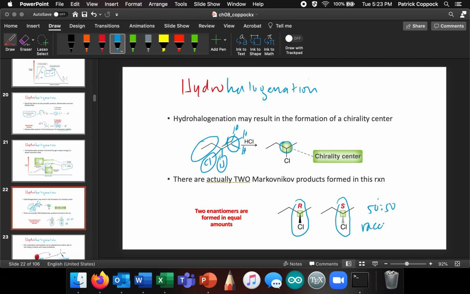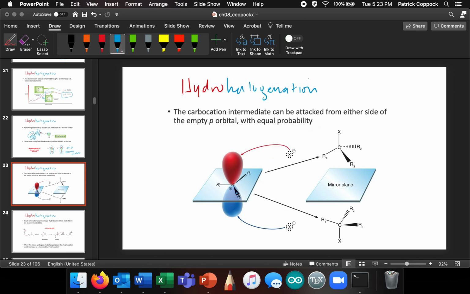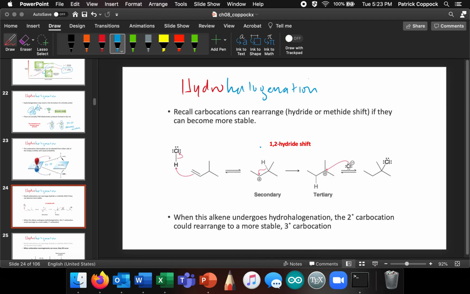This is called a racemic mixture. And this is the reason why. We're going to get both because the tertiary carbocation intermediate is flat. Since it's flat, the nucleophile can attack either from the top side or the bottom side, with 50% probability for one side or the other. Equal probability. So half of them are going to go to the top and half to the bottom, and so we get a racemic mixture.